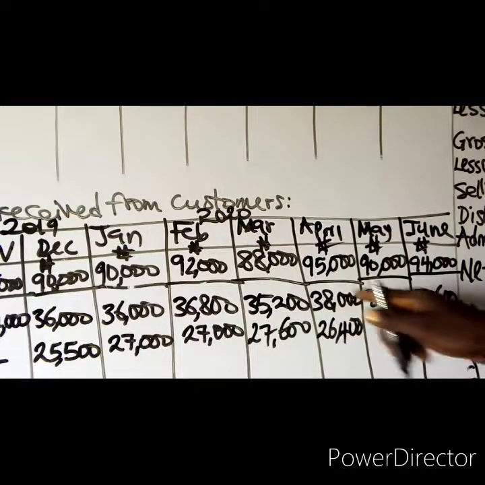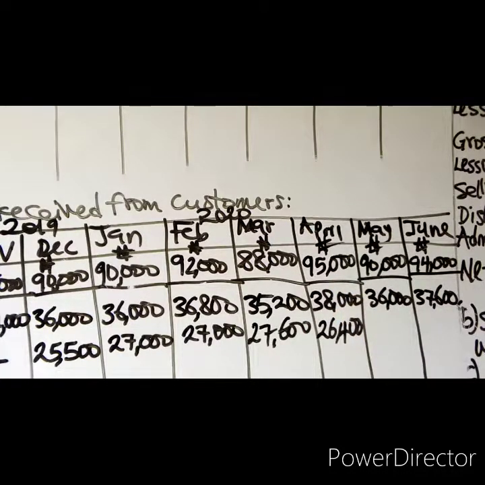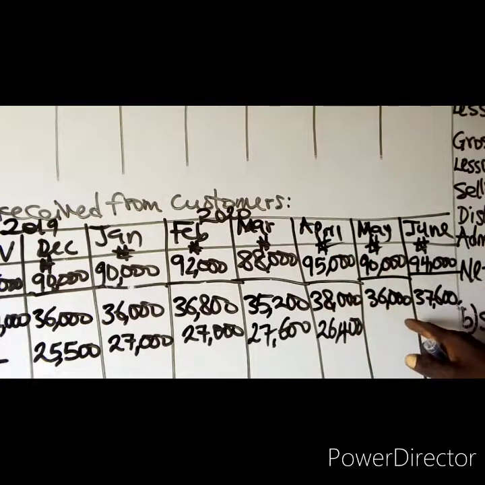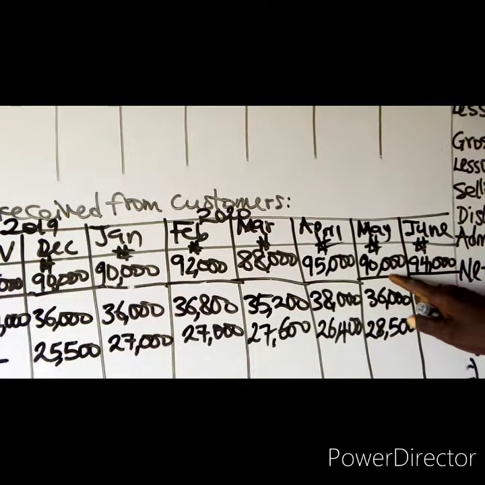For April sales is 95,000. 30% of 95,000 is 28,500. And that 28,500 will be received in 30 days time, which is the month that follows, which is 28,500.